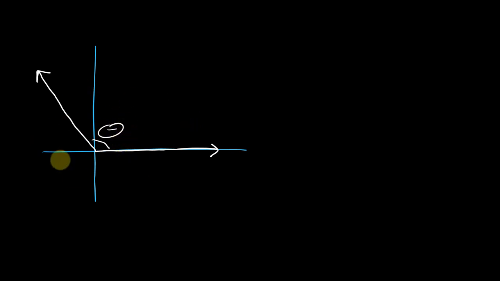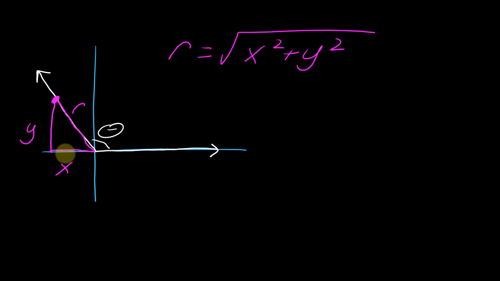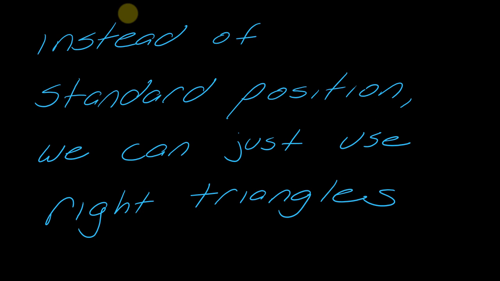And so from this, I construct a right triangle with the terminal side. I choose a point on the terminal side to construct this right triangle. And then I label this side X, this side Y, and then I have to figure out what R is. So this is kind of where we've been at. But instead of using standard position to go through all this work, we can actually just use right triangles. And that's what we're going to talk about in this video.